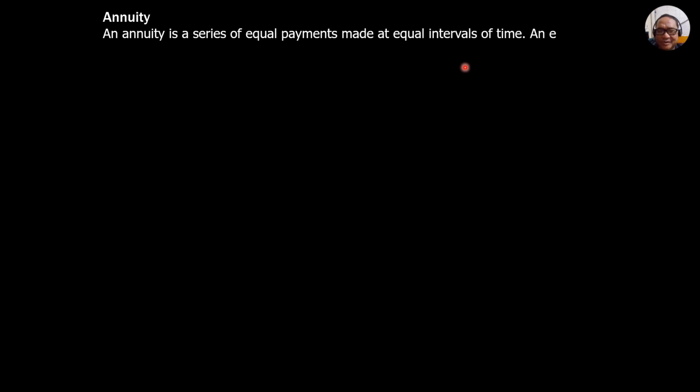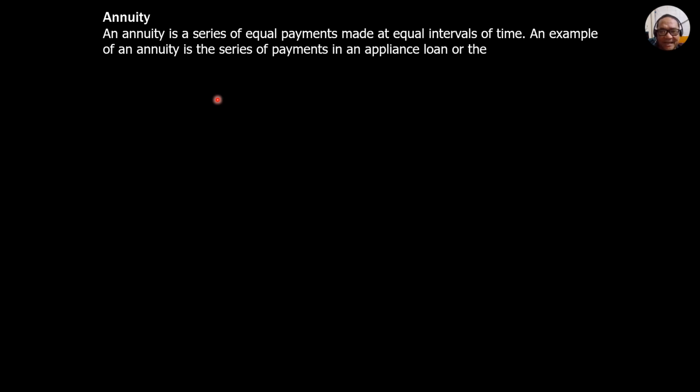So we define annuity as a series of equal payments made at equal intervals of time. An example of an annuity is the series of payments in an appliance loan or the monthly amortization of a housing loan. So that's an example of annuity.